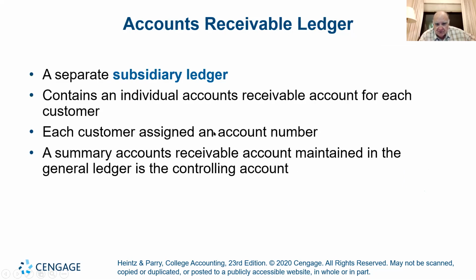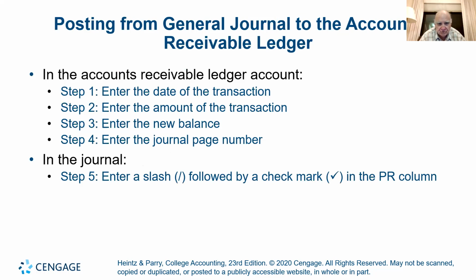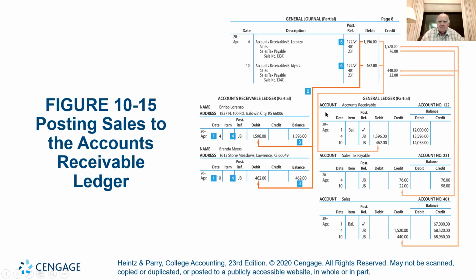Each customer gets an account number, not a general ledger number, but a customer number. And we're going to track their accounts receivable balance. And guess what? The balance in their individual accounts must add up to what's in the general ledger, okay? So how do we post to their ledger? It's pretty much the same way we did with the general ledger. So let us take a look.